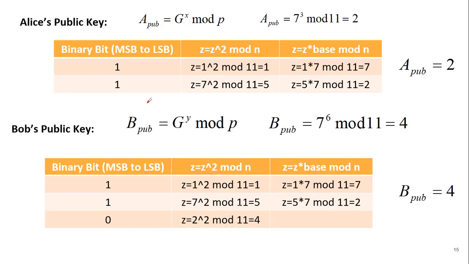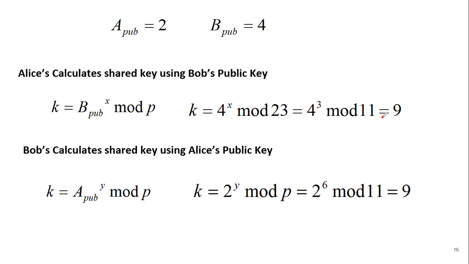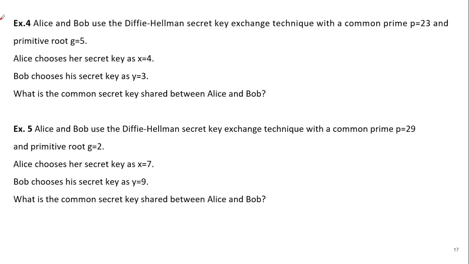This is explained with the square and multiply algorithm. Now we exchange with each other to calculate the K value. Here the operation is very simple, but if you want, you can use the square and multiply algorithm. 2 raised to 6 mod 11 is very easy. So you can try this problem.